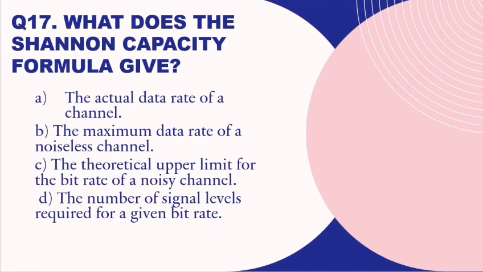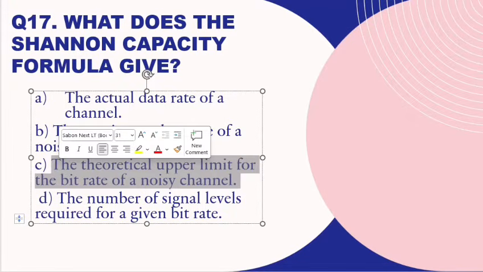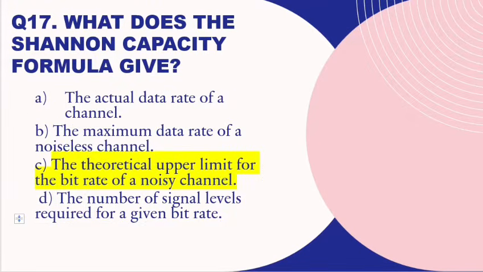What does the Shannon capacity formula give? Option A, the actual data rate of a channel. Option B, the maximum data rate of a noiseless channel. Option C, the theoretical upper limit for the bit rate of a noisy channel. Option D, the number of signal levels required for a given bit rate. I hope you all have guessed the answer. The correct answer for this question is option C, the theoretical upper limit for the bit rate of a noisy channel.